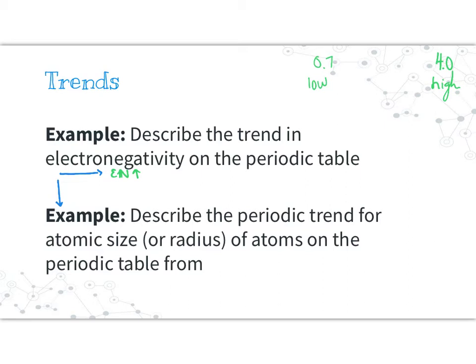So let's go to period 5, for instance. We have 0.8, 1, 1.2, 1.3, 1.6, 2.2, 2.1, 2.2, 2.3. So it kind of fluctuates a little bit. But in general, we could say that the electronegativity increases from rubidium all the way over to iodine.